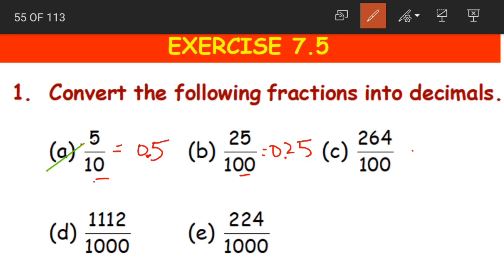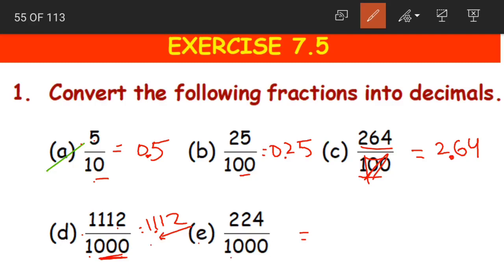Coming to question C, 264 by 100. Both the number of digits are same, so we write the numerator as it is, and in the denominator we have 2 zeros. So after 2 digits from the right, I am placing the decimal point. 2.64 becomes our answer. In the same way, question D, the number of digits are same, so writing the numerator as it is, we are having 3 zeros. So after 3 digits from the right, I am placing the decimal point.